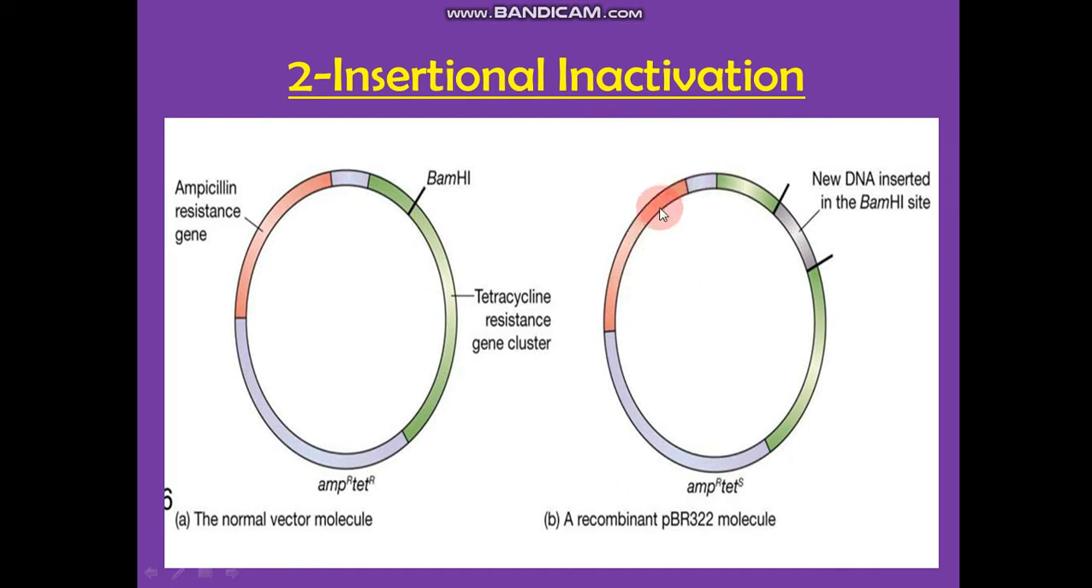Here the red portion, that is the ampicillin resistant gene, is intact without any disturbance. It is flawless, regularly going without any cut. But here in the green segment, the tetracycline resistant gene has been interrupted by the introduction of the new DNA insert. Okay, this is the DNA of interest. We have inserted the DNA of interest in the resistant gene only.